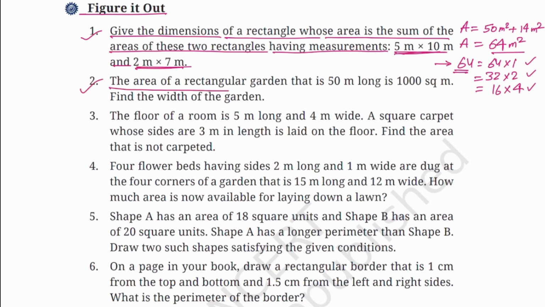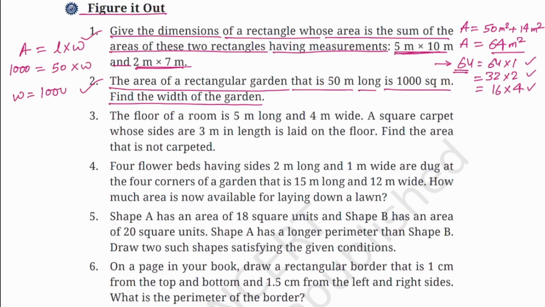2. The area of a rectangular garden that is 50 meter long is 1000 square meter. Find the width of the garden. You know, area of a rectangle is length into width. Since area is 1000 square meter and its length is 50 meter, so its width will be 1000 divided by 50 meter, that is 20 meter.